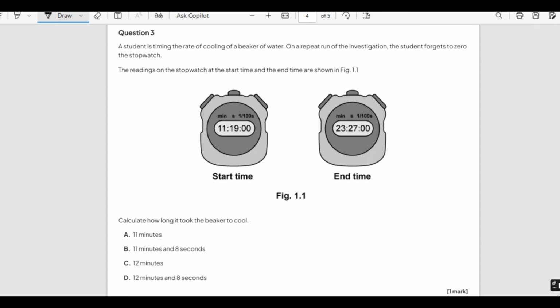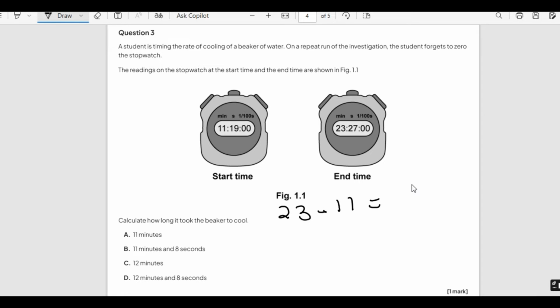So you need to find out the exact time taken by the beaker to cool down the liquid in it, which is water. But the starting time of the stopwatch is not 0, it's 11 minutes and 19 seconds, and it ends at 23 minutes 27 seconds. So how will you find it? First, we'll see how many minutes it takes to cool down. The end watch says 23 minutes, and the start one says 11. So 23 minus 11 will be 12.